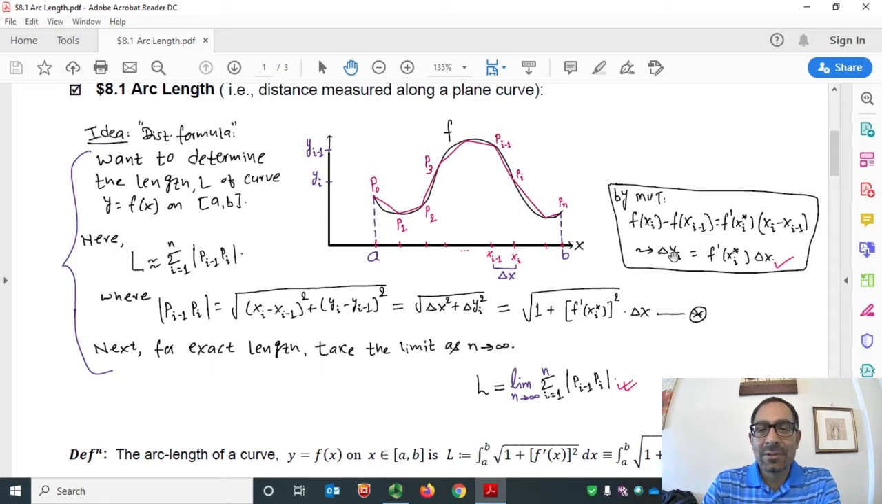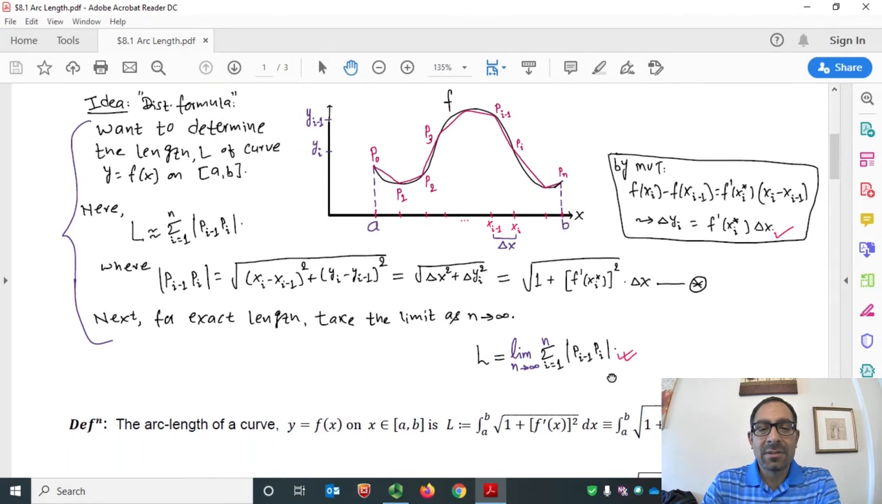Then we put this value back here, and this gives me the radical of 1 plus f prime of xi star squared times delta x. Then let's put this value back, and to get the exact length we have to take the limit as n goes to infinity. So L equals the limit as n goes to infinity of the summation, i runs from 1 to n, of the distance between P(i minus 1) and Pi.